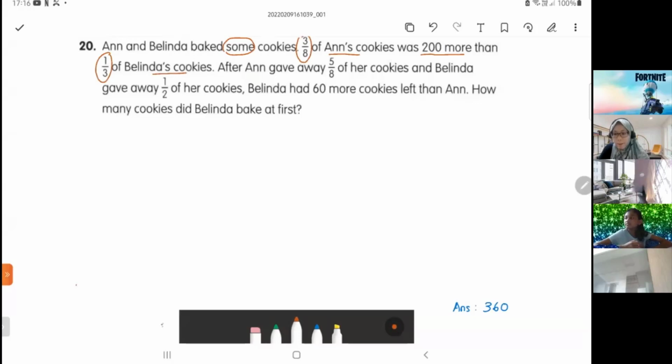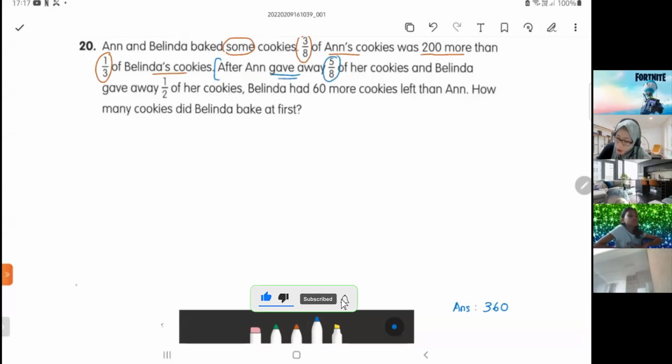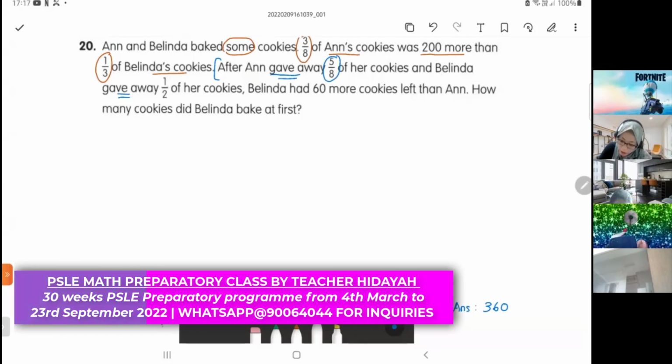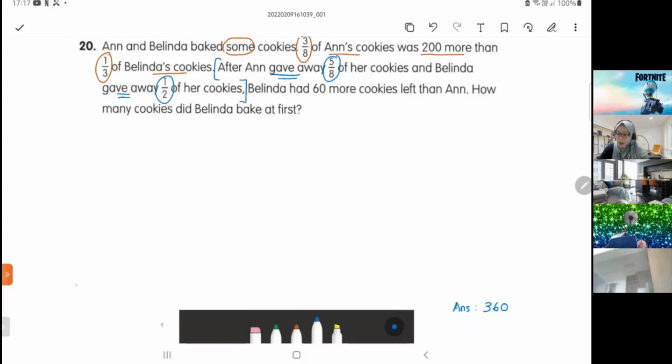Okay, then something happened between these girls, right? What happened to the girls is this part here. Anne gave away 5/8 of her cookies, and Belinda also gave away half of her cookies. This is what happened. And after that, Belinda had 60 more cookies left than Anne. So Belinda has extra, Belinda has extra than Anne. Okay, take note. And that extra is actually 60.